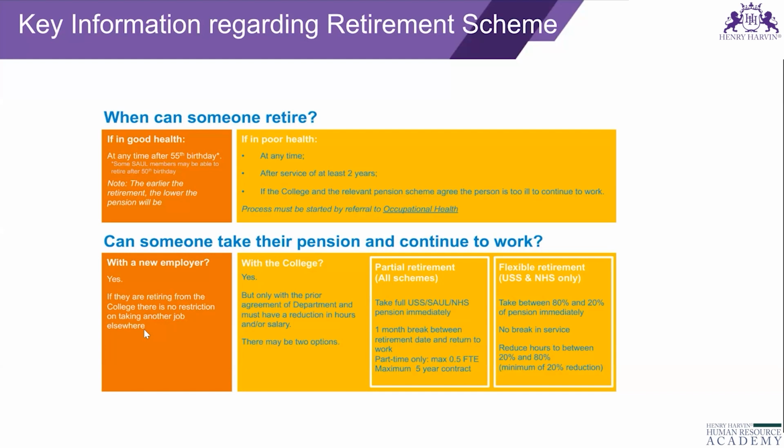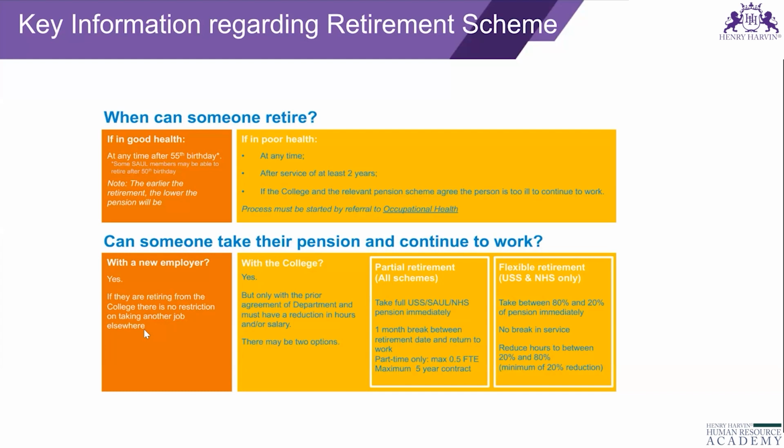And part time only. They can join only part time, maximum 0.5 FTE, which means half hours. If they were working 40 hours earlier, now they can do only 20 hours. And they can reduce further also, but maximum only 20 hours, 0.5. And then maximum 5-year contract only. As I said, they can work only on contract.